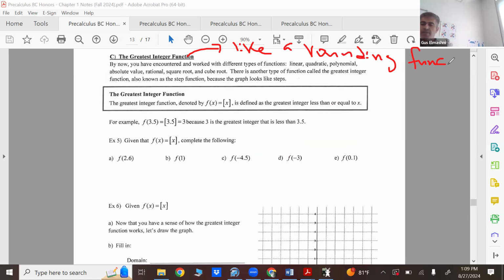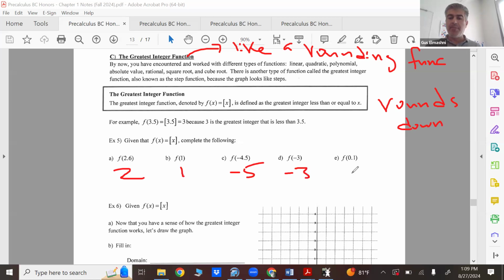You pick the greatest integer less than or equal to x. But it rounds down. It actually rounds down, just so you know. Doesn't round up, it rounds down. So if you have 3.5, what's the greatest integer less than 3.5? 3, right. Yeah, exactly. There it is. That's all. Not that hard. If you happen to have an integer, then it's just the input, right? So the greatest integer less than 2.6 is 2, 1, -5, -3, and 0. That's all it is. It's not that hard. Let's look at the graph.